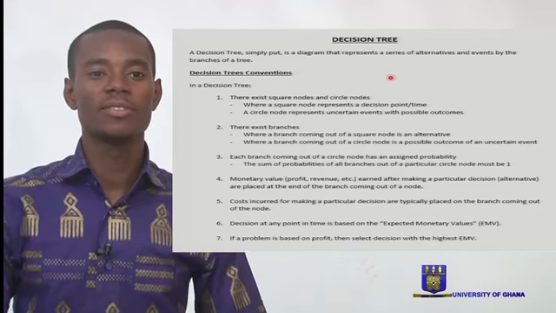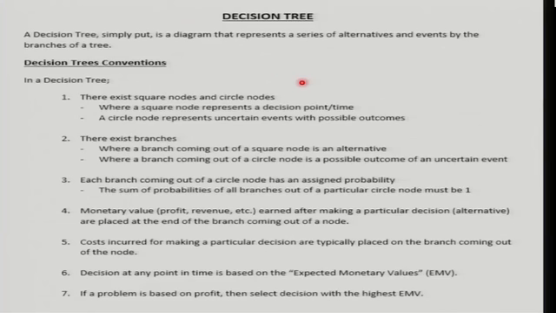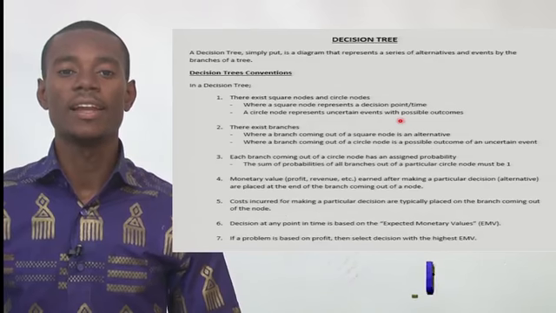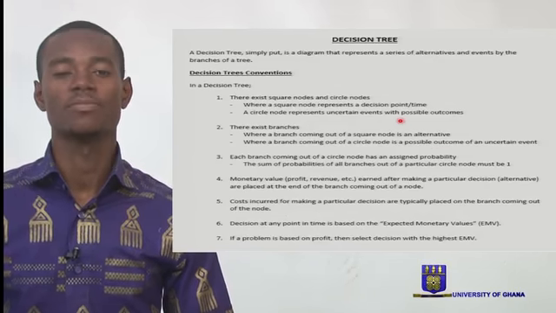Now, in a decision tree, there exist square nodes and circle nodes, where a square node represents a decision point or time, and a circle node represents uncertain events with possible outcomes. What this is saying is, in the course of doing our representations in the diagram, certain times we would represent events with circles, and other times with squares.